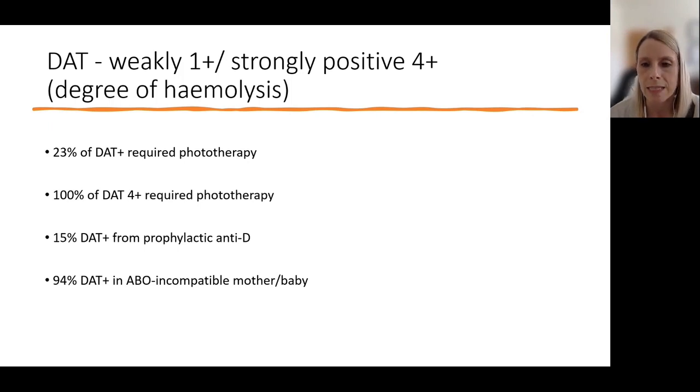Sometimes giving prophylactic anti-D can cause a false positive. So 15% of the weakly positive 1+ DATs can be just because mums have had anti-D. But we also know that with ABO incompatibility, like I was saying, it's a milder form of hemolytic disease of the newborn, but 94% of babies with ABO incompatibility will be weakly positive. So it's all about taking it in context with the clinical picture, mum's blood group, in terms of interpreting the DAT test. Next slide, please.